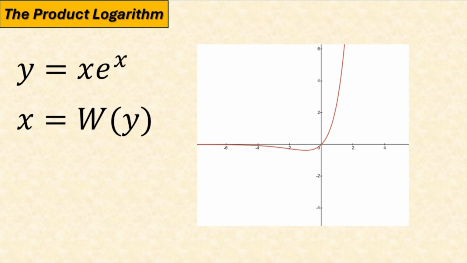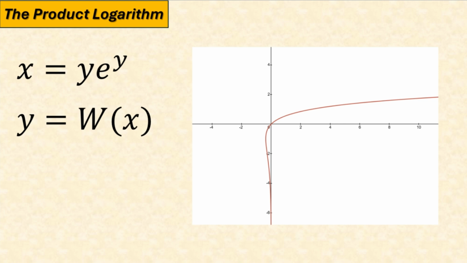Here I have the graph of y equals x e to the x. We know that solving for this equation gives us the general product logarithm of y. Here we see that as y approaches infinity, the product logarithm also approaches infinity, and as the product logarithm approaches negative infinity, y approaches 0.